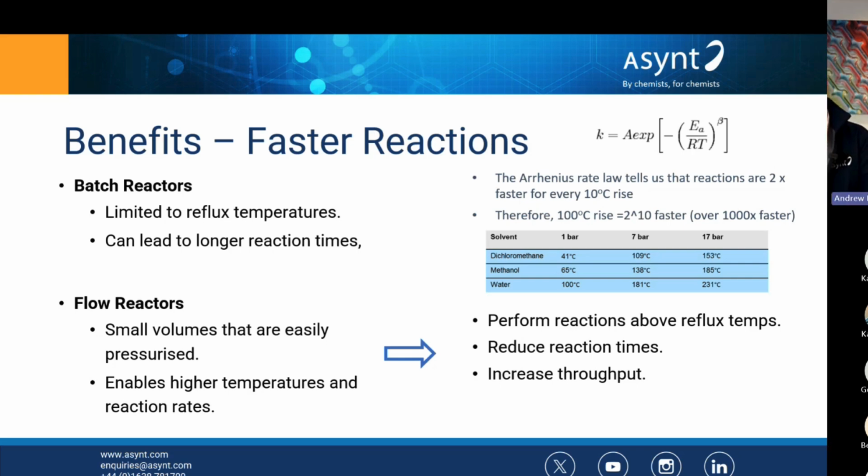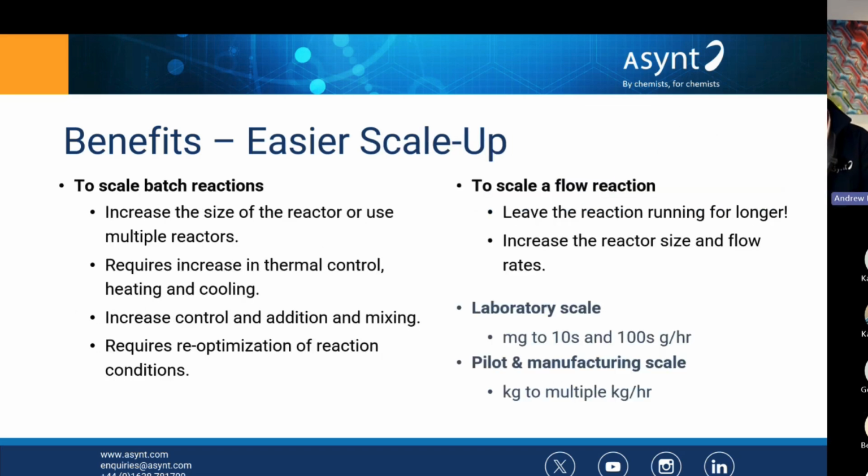So we can increase reaction rates, we can reduce reaction times, and we can increase throughputs. So that's increasing reaction rates. Why is it easier to scale up? And I guess this is just one of the most obvious examples of flow chemistry.